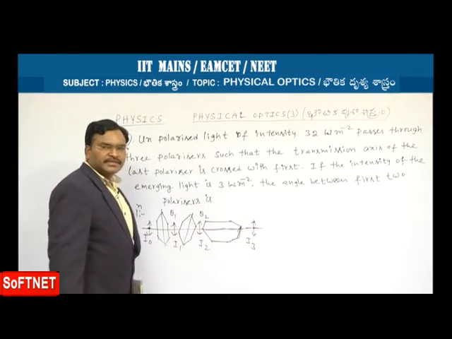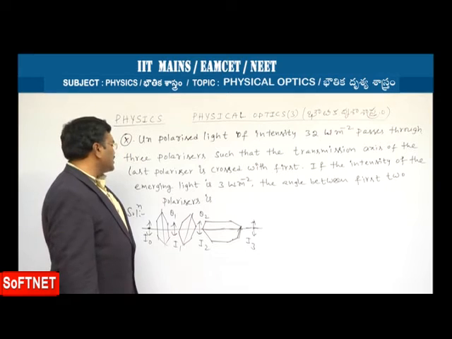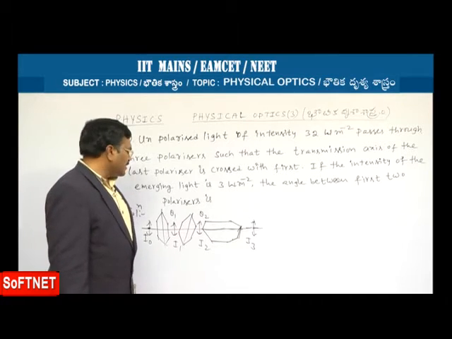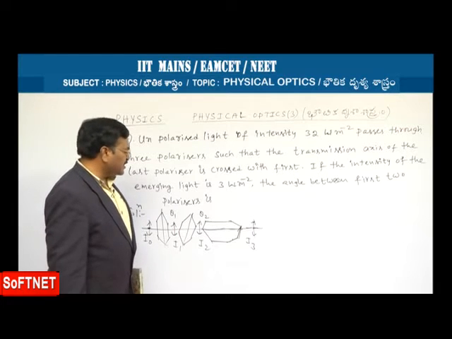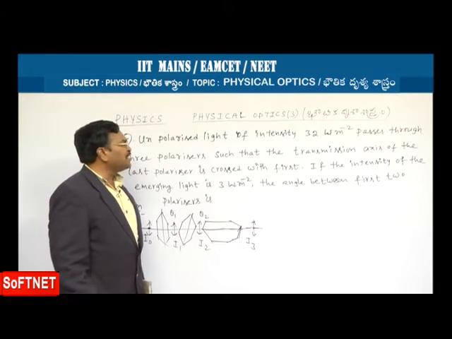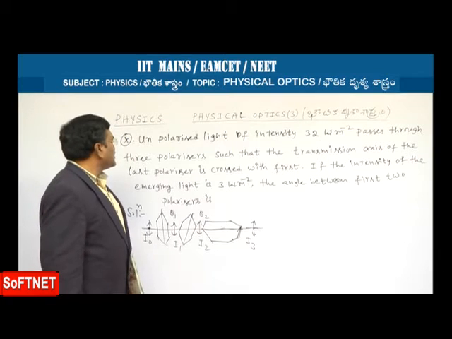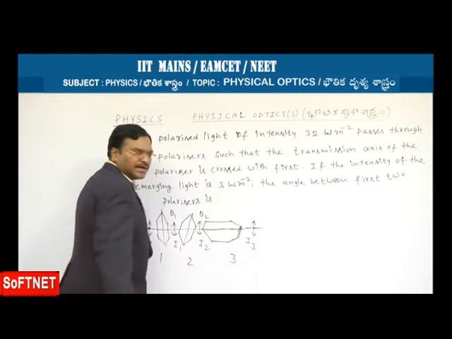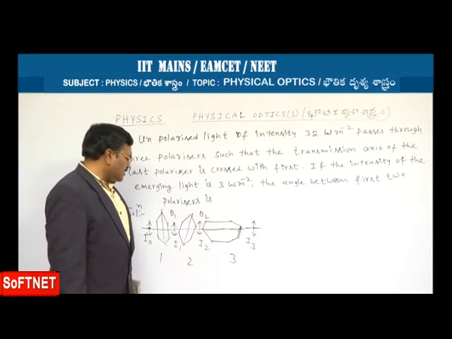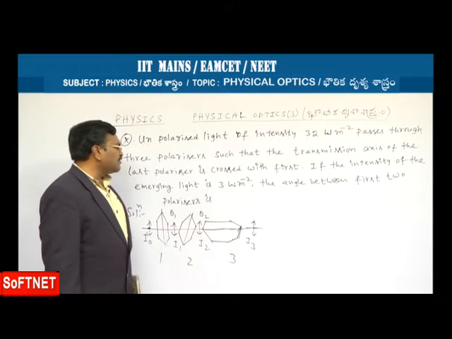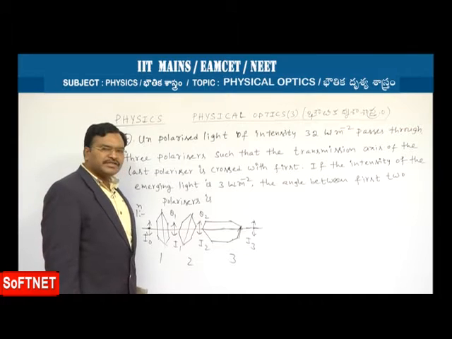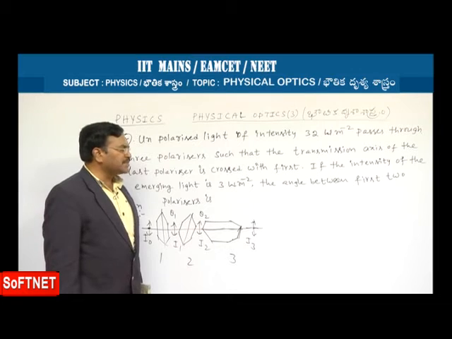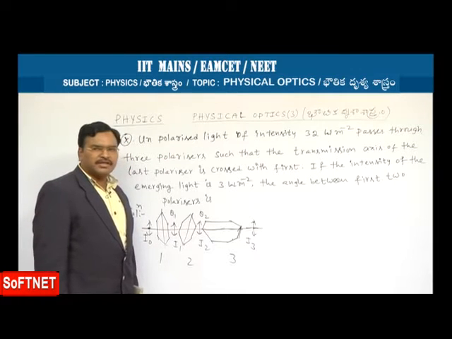Is that clear? Now, the intensity of emerging light is 3 watt per meter square. I naught value is 32. Here we have 3 polarizers: first one, second one, third one. The intensity of emerging light is 3 watt per meter square. Which one is that? I3. I3 is 3 watt per meter square. Angle between the first two polarizers.